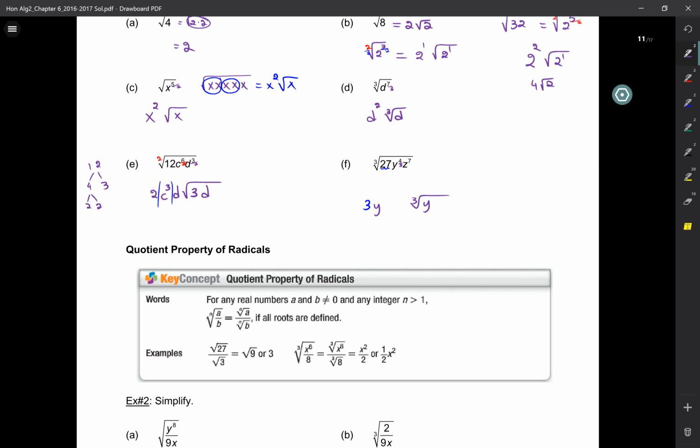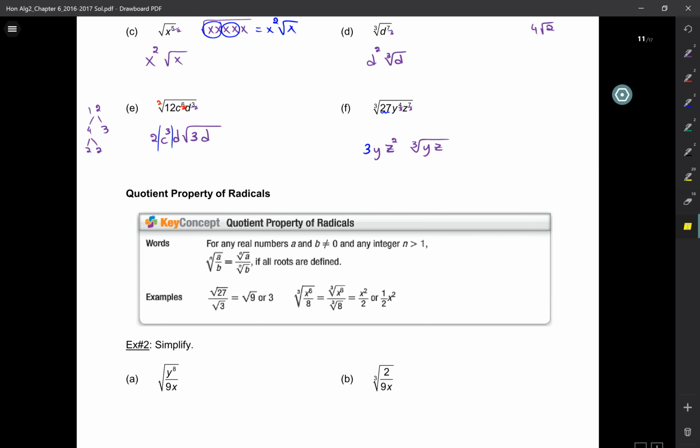Wait a minute. Let's do the z as well. So z, 7 divided by 3. That's 2 remainder 1. So 2 will come out and 1 will stay.